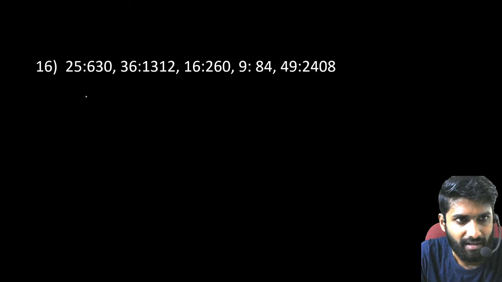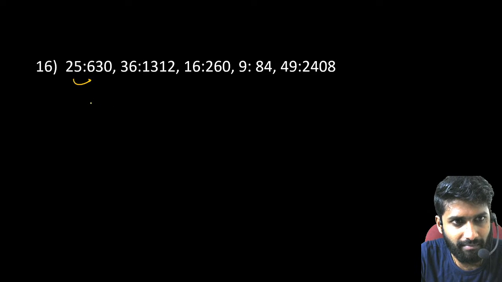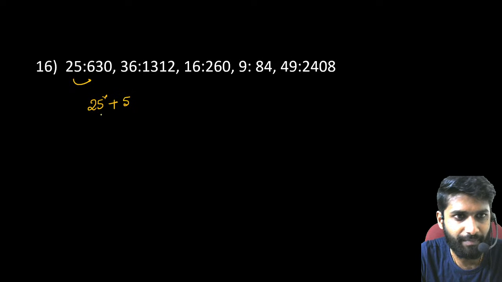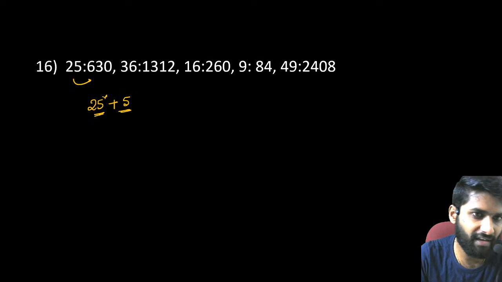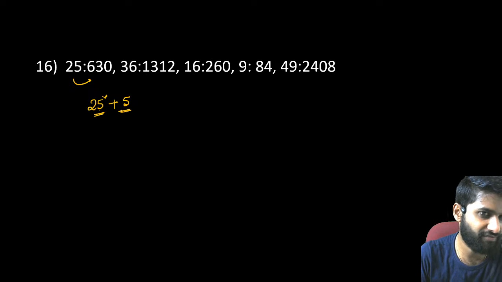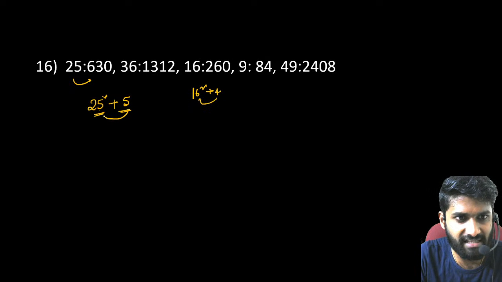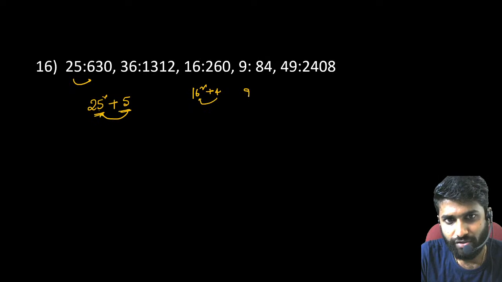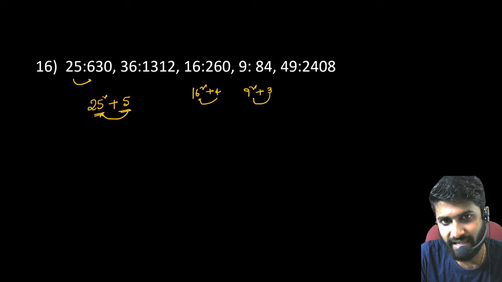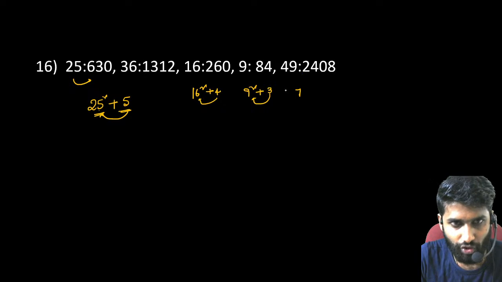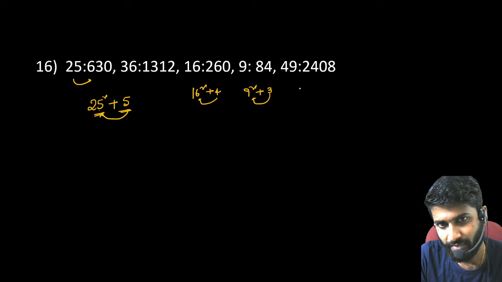Now see, guys. So 25 becomes 635 means 25 square plus 5. 25 square is equal to 625, plus 5. Again, 16 square plus 4. How is it 4? This is 4 square and this is 5 square, in this way. Now say 9 square is 81 plus 3 becomes 84. No problem. Next one, 7 square is 49, so you just take it as 49 square plus 7.